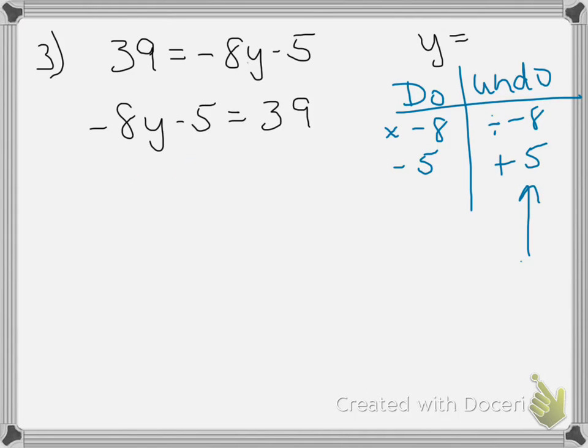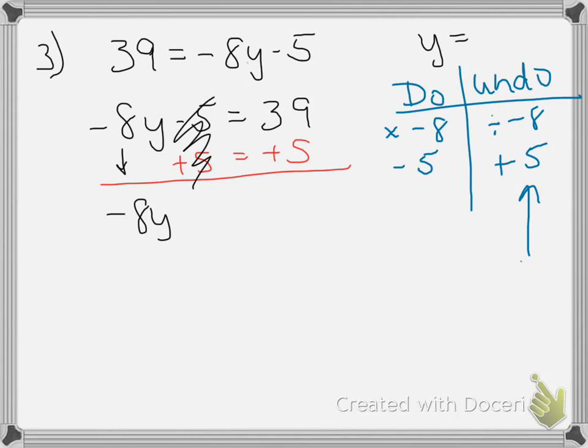Alright, so I'm going to erase this. And here we go. I'm going to add 5. Now remember, most of the time we're just going to get rid of the add and subtract first. Most of the time. Alright, so I'm going to bring down my -8y. This becomes my 0 pair, so I don't need to write anything. Bring down your equal. This is a plus and that's a plus, so that's plus 44.